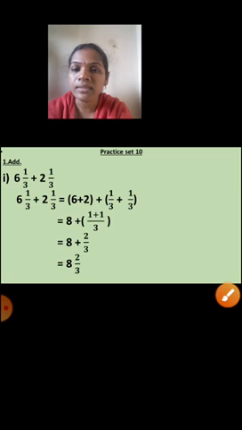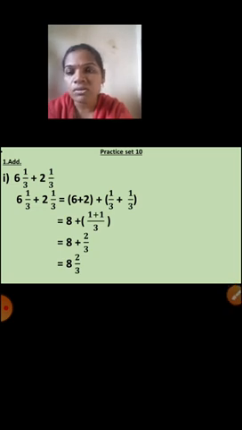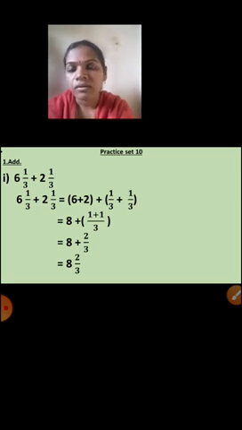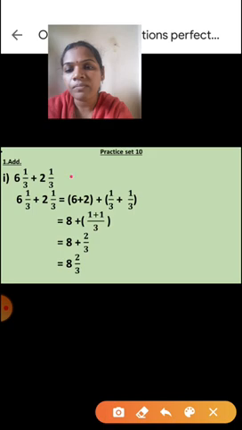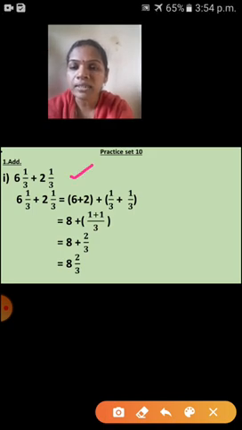So now practice set 10. The first question contains 4 sub questions. Okay, 4 sums are there, so we will solve one by one. First one is, see here children, this is your question here: 6 1 upon 3 plus 2 1 upon 3. So it is mixed numbers, and you have to add. So children, this is your first step.